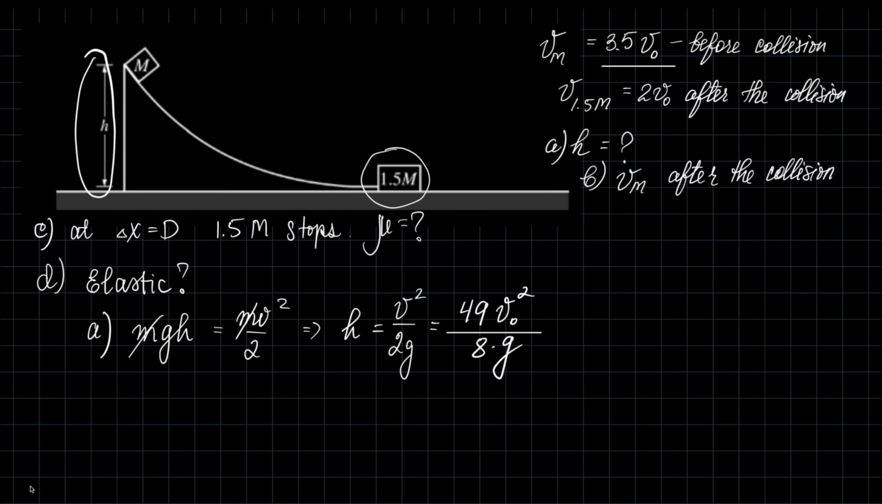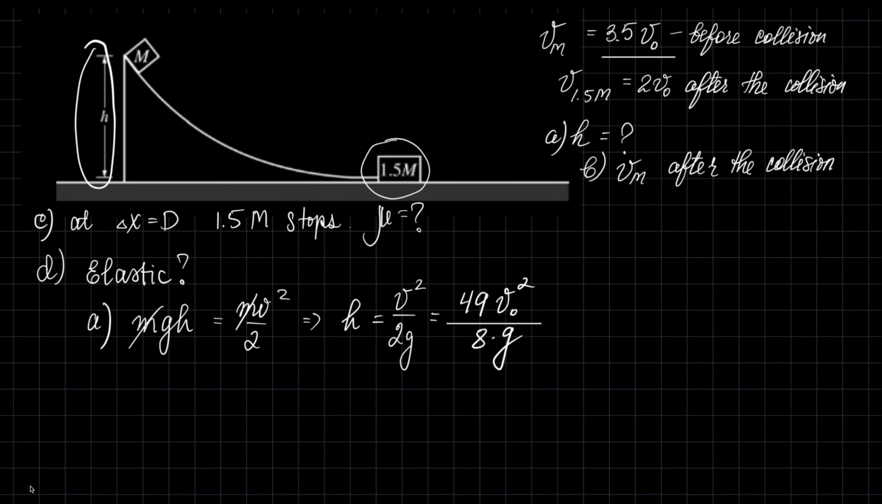The second question, question B, gets us into collisions. We have a collision, and because we are talking about the moment when m and 1.5 m are right touching each other, we can disregard friction. I would say m times 3.5 v0, the speed before the collision, should be equal to m times v of m after the collision plus 2 times 1.5, that's going to be 3m v0.